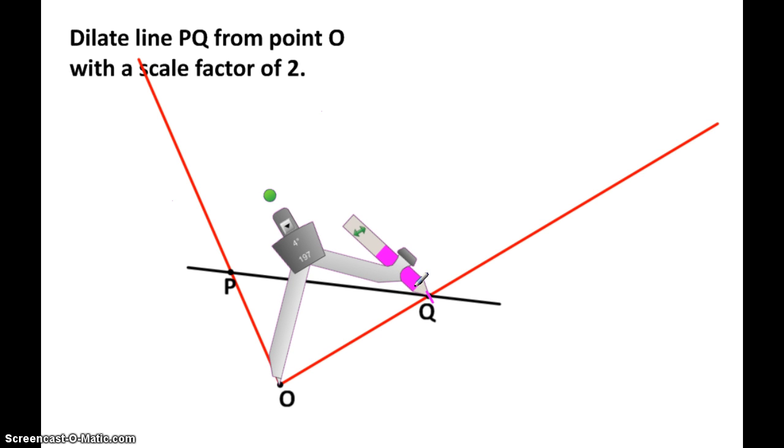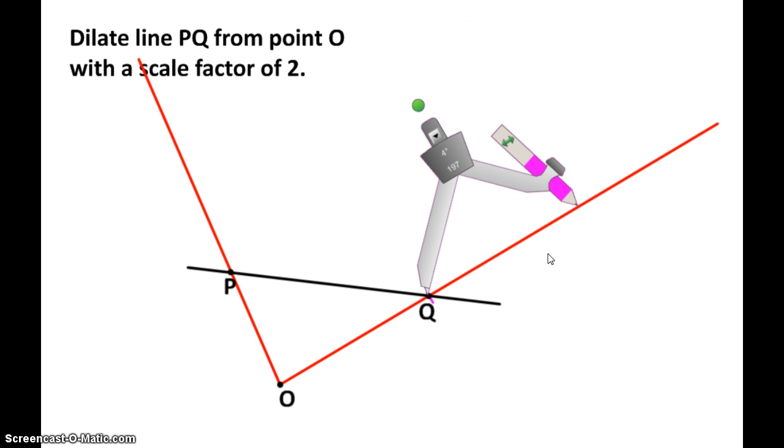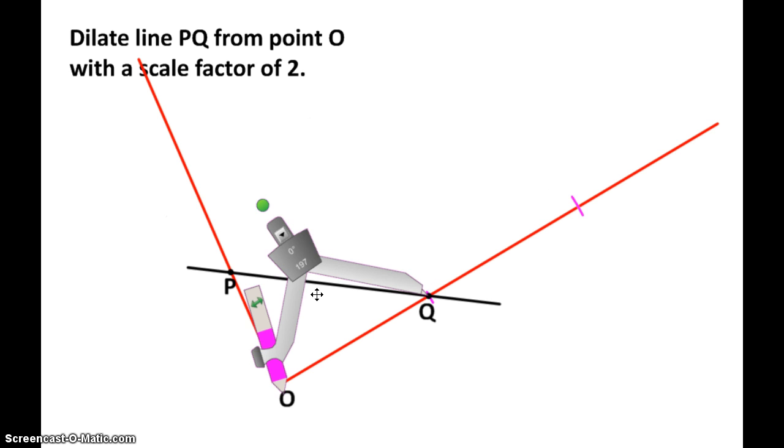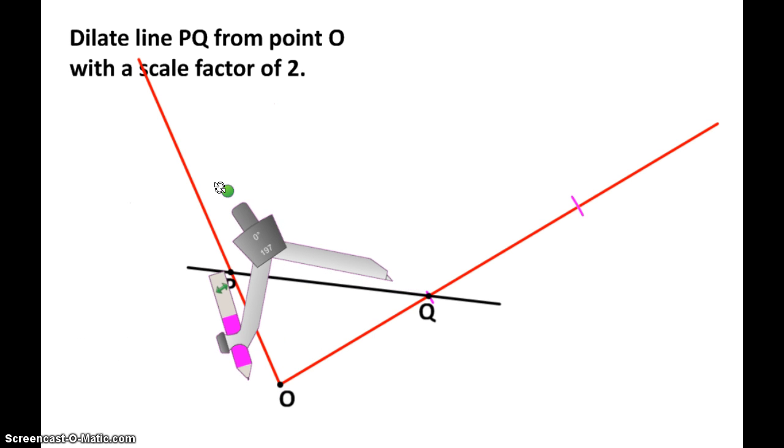Notice that if I want to multiply it by 2, this would be 1 unit. And then when I put my point on Q and make my mark, that is 2 units from O. So notice that this second arc is where we will have our new Q prime. Okay, so go ahead and write that. And then from O, whoops, did not mean to do that. There we go, fixed it.